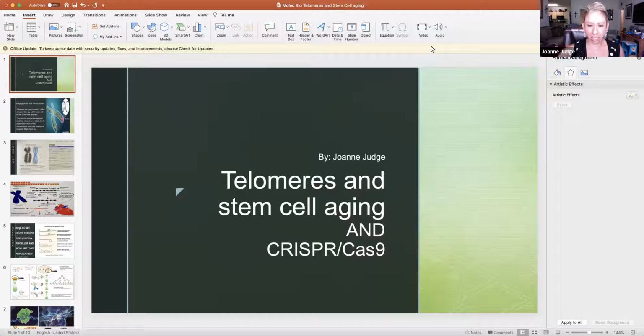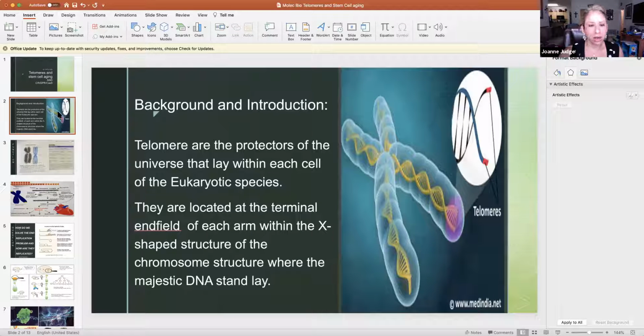Telomeres and stem cell aging in regards to CRISPR-Cas9. Telomeres are the protectors of the universe. They lie within each cell of the eukaryotic species. They are located at the terminal end of each arm within the X-shaped structure of the chromosome, where the majestic DNA strand lies.